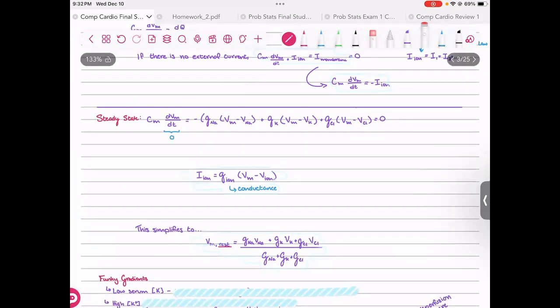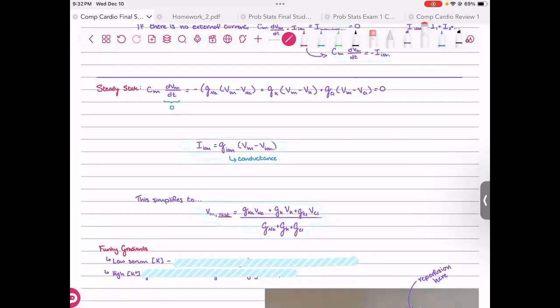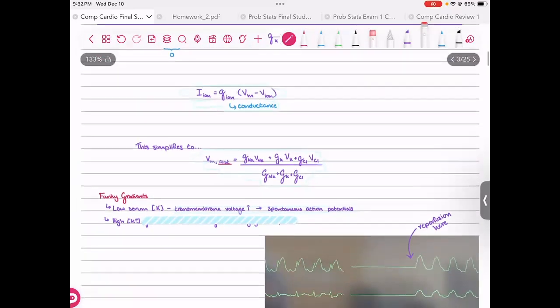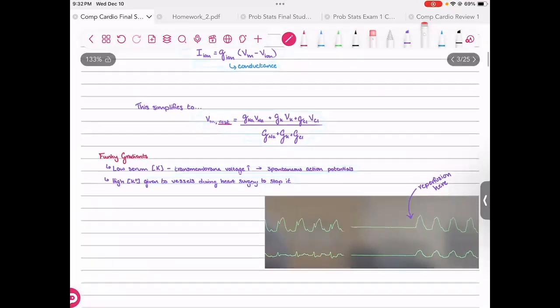There are some situations that can arise if you get funky gradients. If you have low serum potassium, transmembrane voltage is going to go up, so you're going to have spontaneous action potentials. This is what happens in skeletal muscle if you get a Charlie horse ache. And if you have high blood potassium concentrations, your heart is actually going to stop because it's going to have a harder time depolarizing.